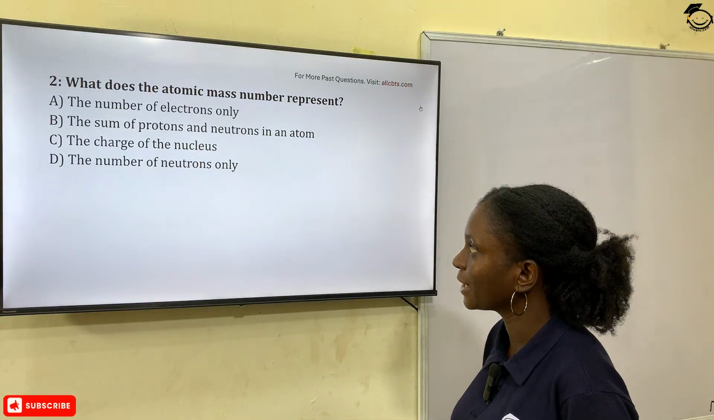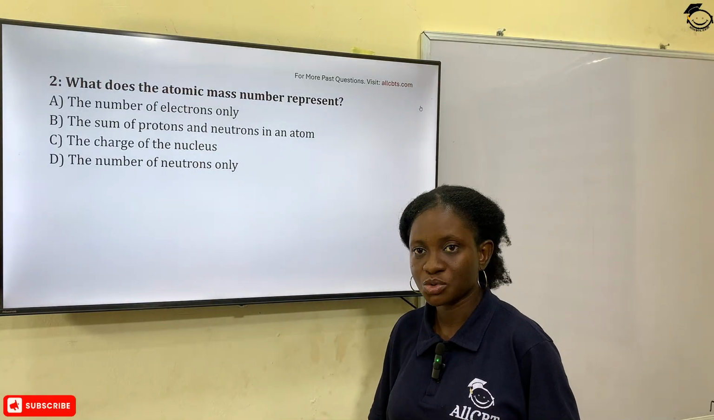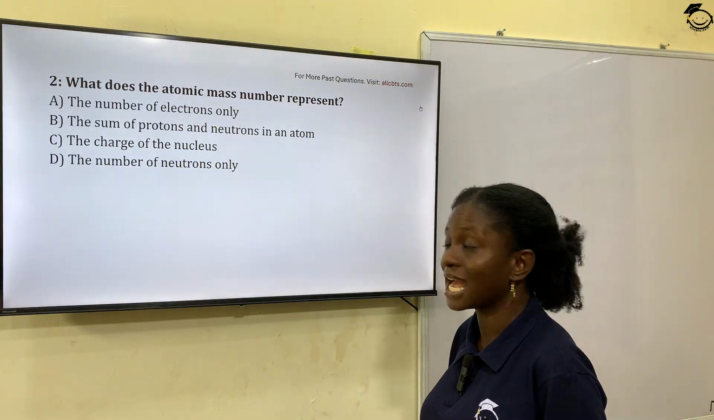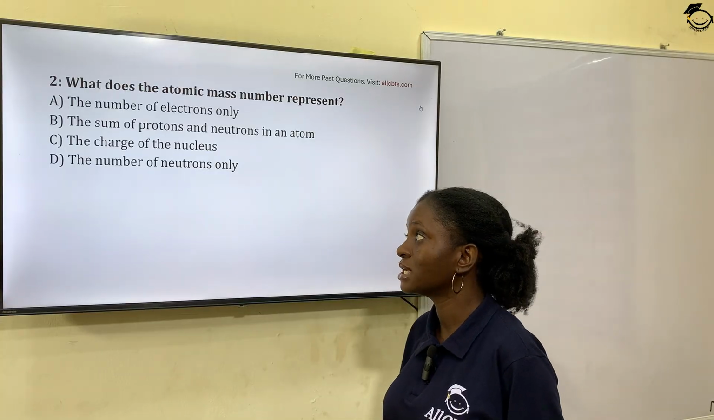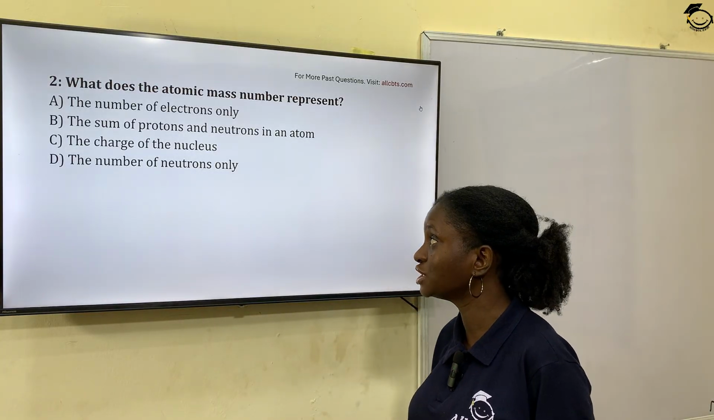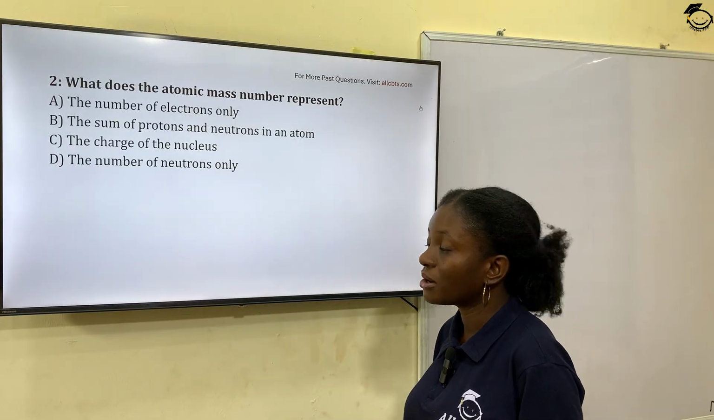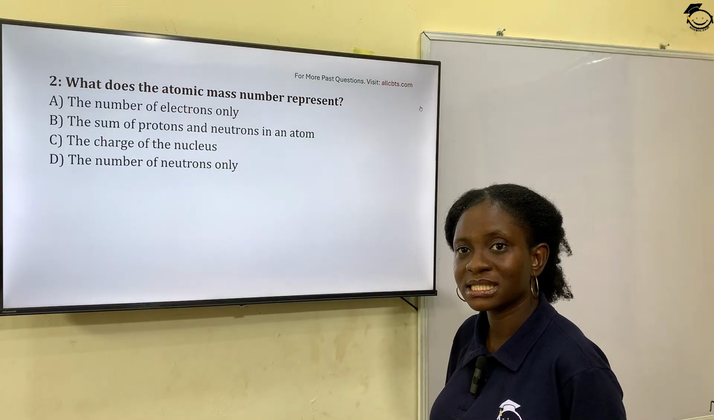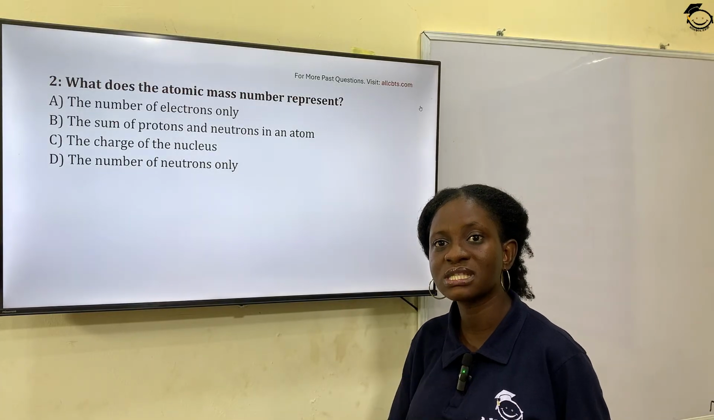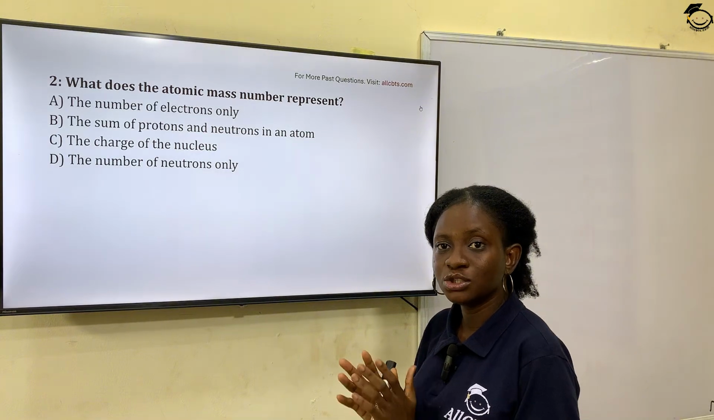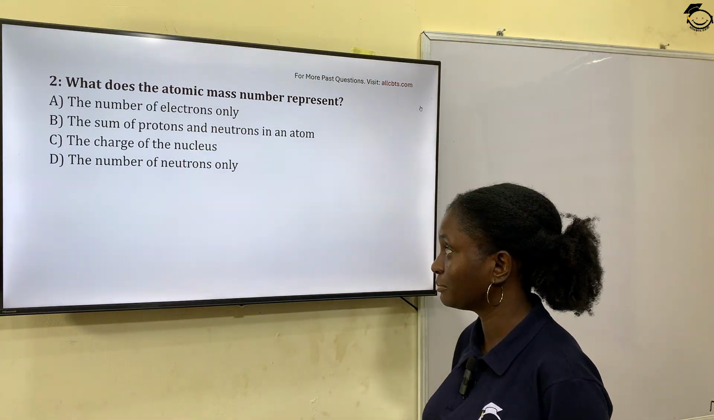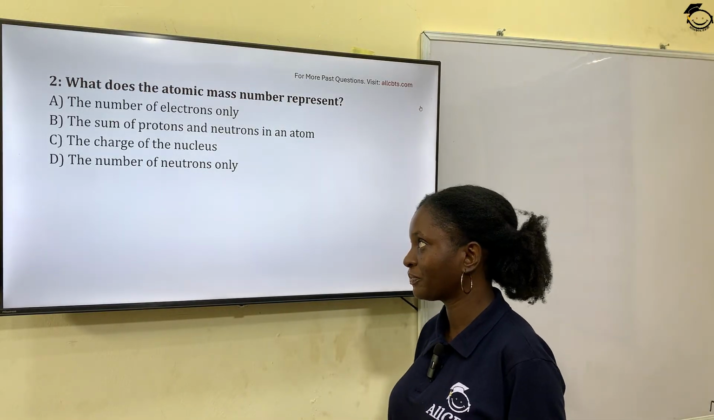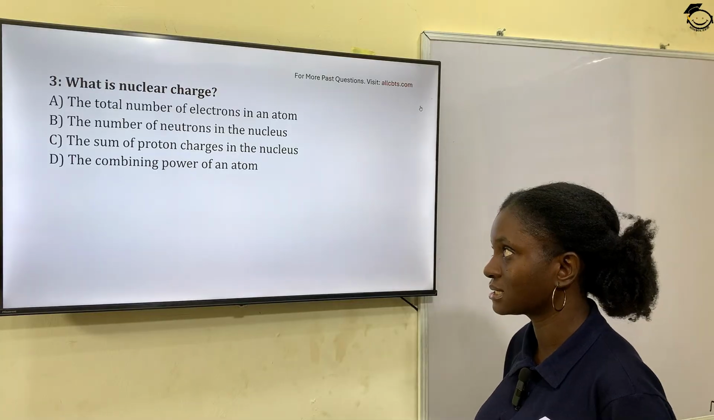So option A, the number of electrons only. Option B, the sum of protons and neutrons in an atom. C, the charge of the nucleus. D, the number of neutrons only. Like I said earlier, atomic mass combines the sum of positively charged proton and neutron. So that's option B, the sum of protons and neutrons in an atom. Option B is the correct answer.